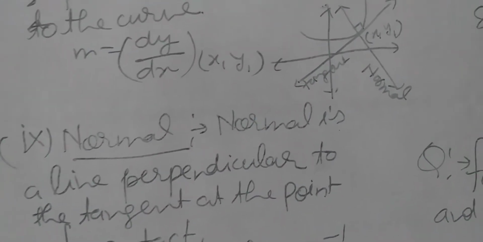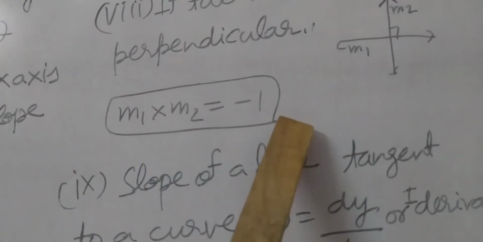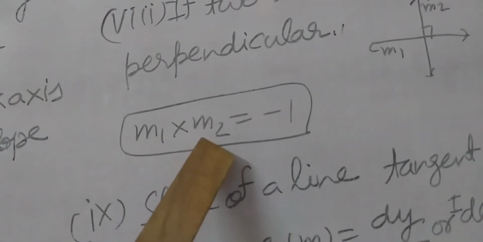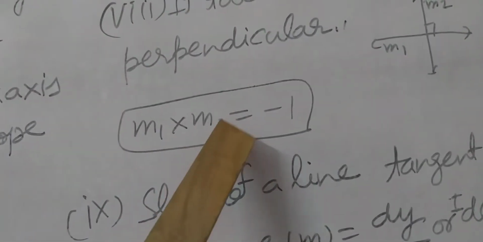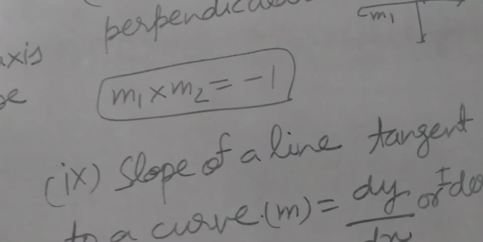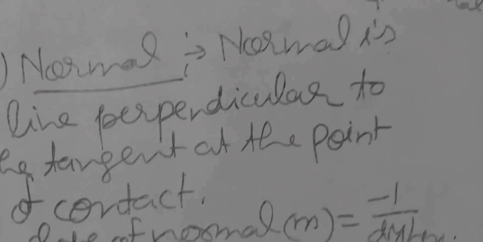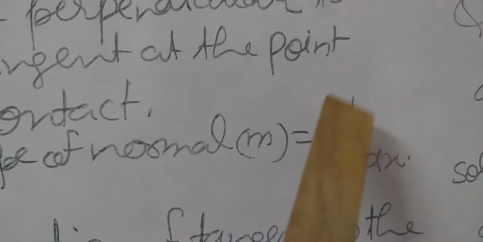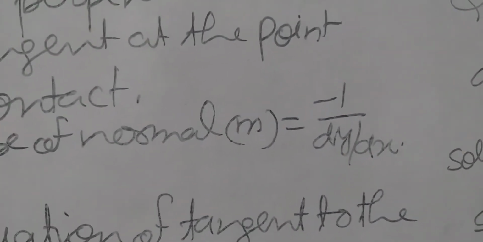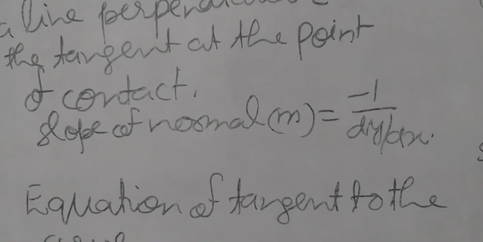So how can you find out slope of normal? Because normal is perpendicular to the tangent. So by the help of this formula, we can find the slope of the normal. If slope of the normal is m2, then m2 equals -1 upon m1. Okay, students? So remember, slope of normal m equals -1 upon dy by dx. dy by dx is the slope of tangent.